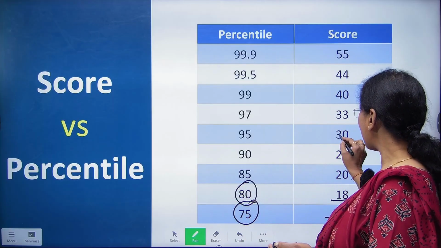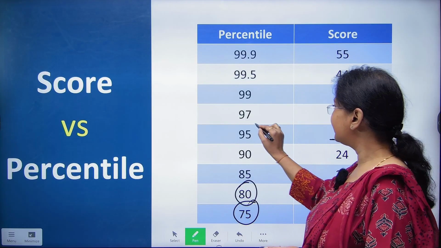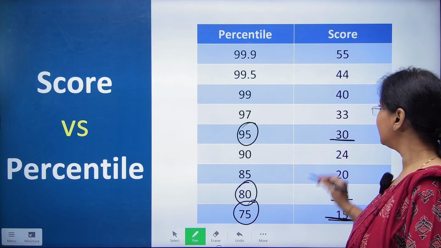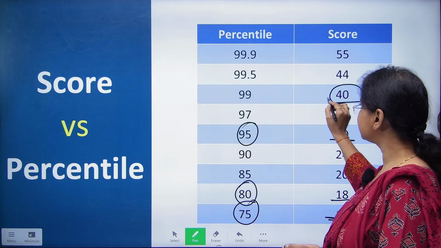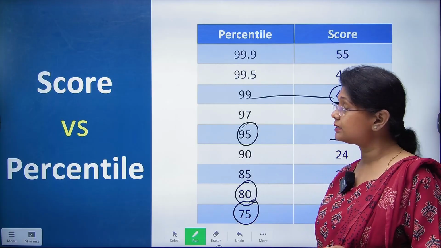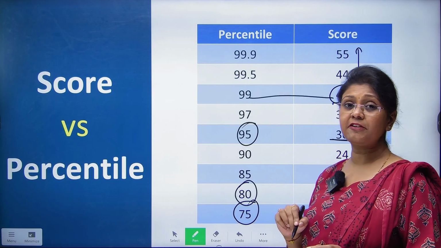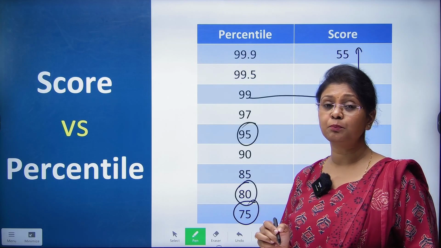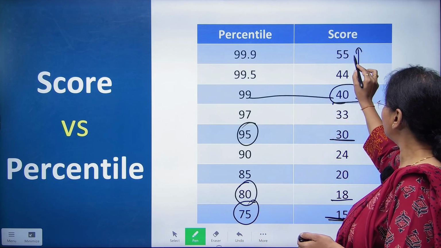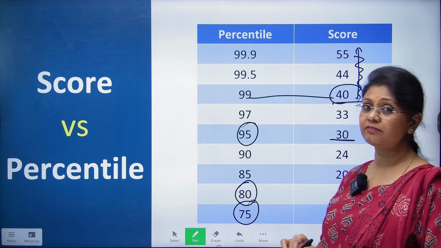Okay, then you have 30 marks, which will give you 95 percentile. Then you have 40, which is giving you a 99 percentile, and if you look at it from here, then you have 55 marks that would give you a 99.9 percentile. So huge gap here in terms of 40 and 55.